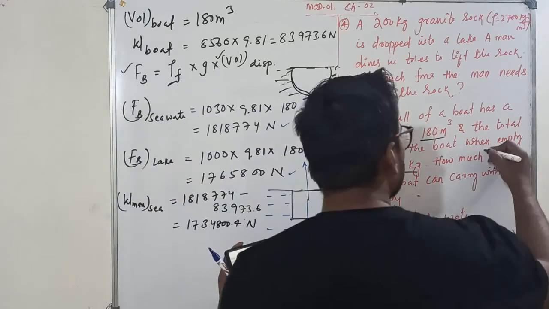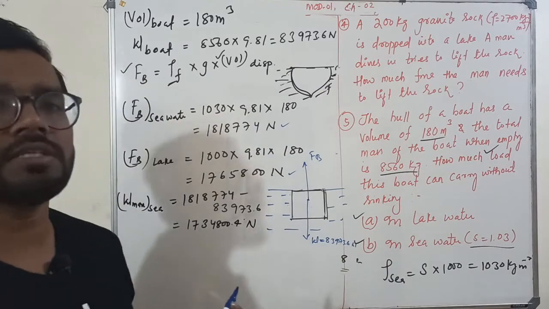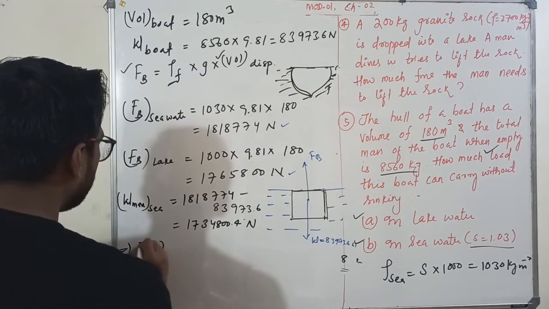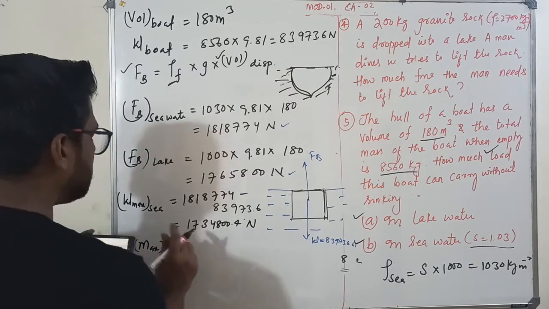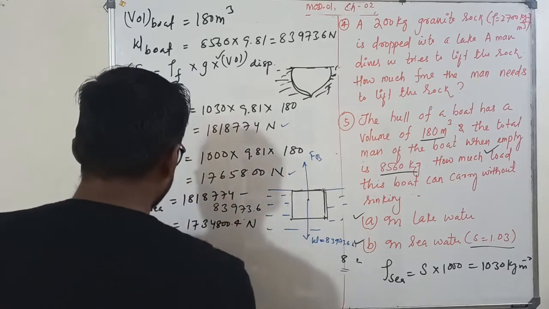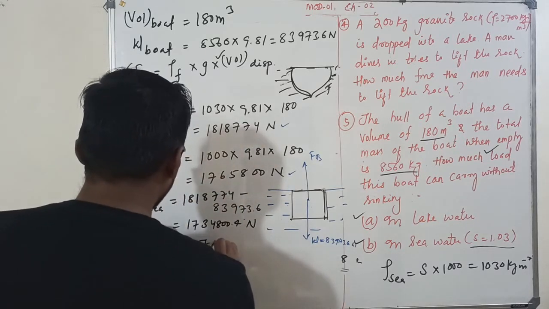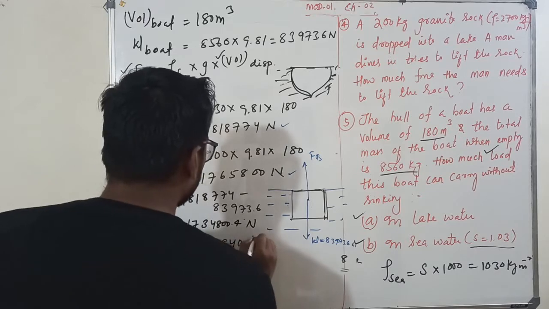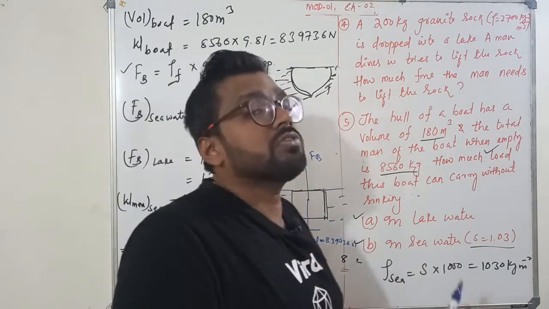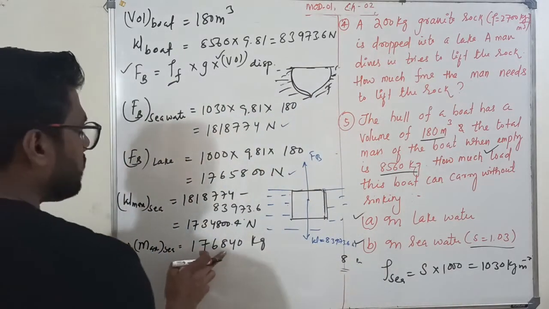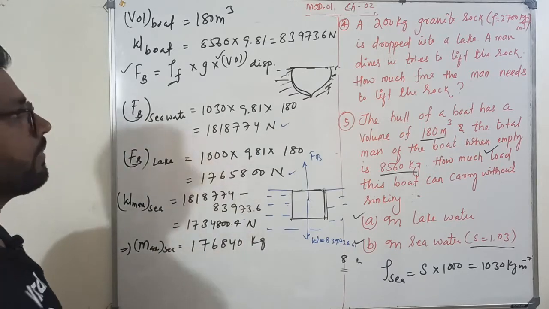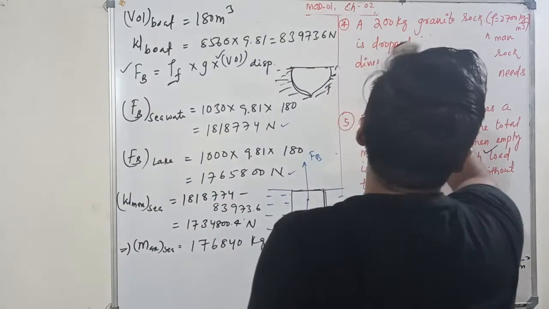But they are asking for load. Normally load is in terms of kilograms, so divide the weight to get the mass. Sir, we will divide by g, acceleration due to gravity. If you divide it by acceleration due to gravity, you will get 176,840 kg. So this much extra load it can take in sea water without sinking.